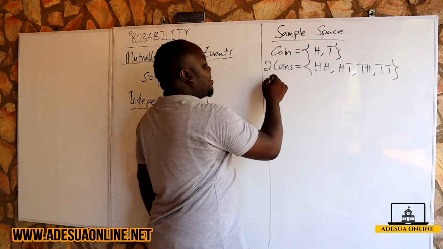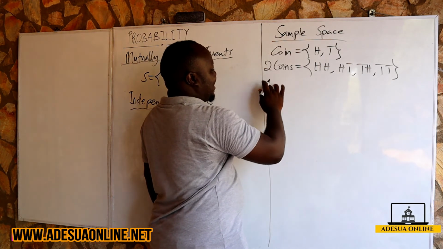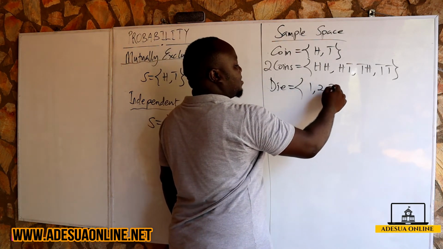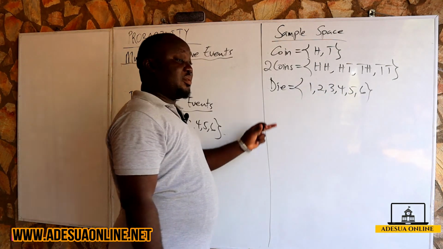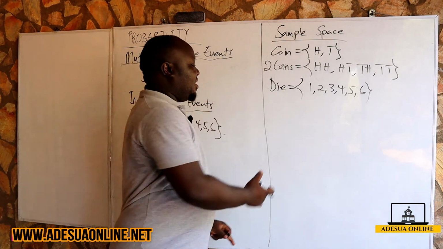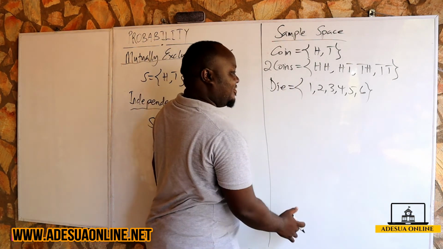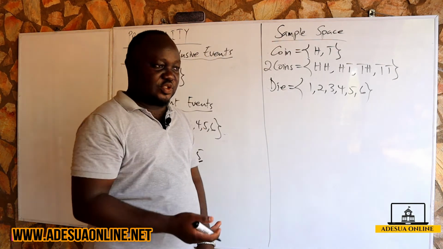Then we can also talk about, let's say, a die. The sample space for a die is 1, 2, 3, 4, 5, 6. We can also get the sample space for throwing two dice. With that one, we have to draw a table. We have 1, 2, 3, 4, 5, 6, and another 1, 2, 3, 4, 5, 6. We have 1,1; 1,2; 1,3; 1,4; 2,1; 2,2, and so on and so forth.